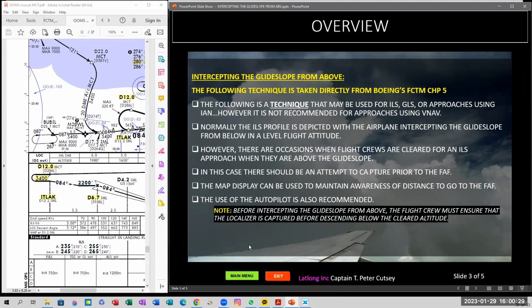Note, before intercepting the glide slope from above, the flight crew must ensure that the localizer is captured before descending below the cleared altitude. So we'll set ourselves up in the landing configuration and established on the localizer before we begin the technique.